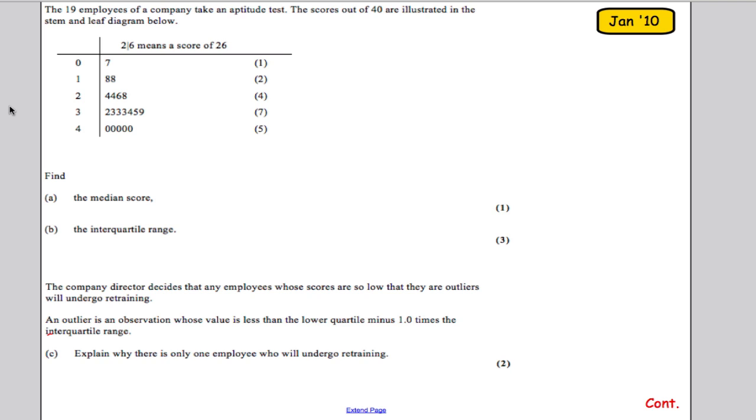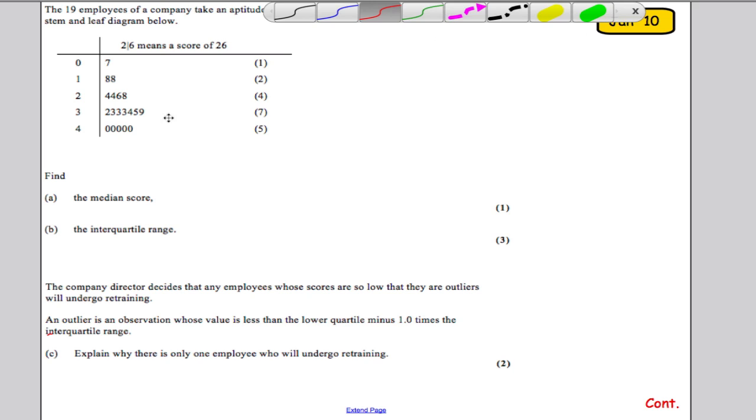Our first question is from January 2010. It says, 19 employees of a company take an aptitude test, and the scores out of 40 are illustrated in the stem and leaf diagram below. We're asked to find the median score. The total number of leaves is 19, because there are 19 employees in the company. I'm looking for the median score, or Q2.